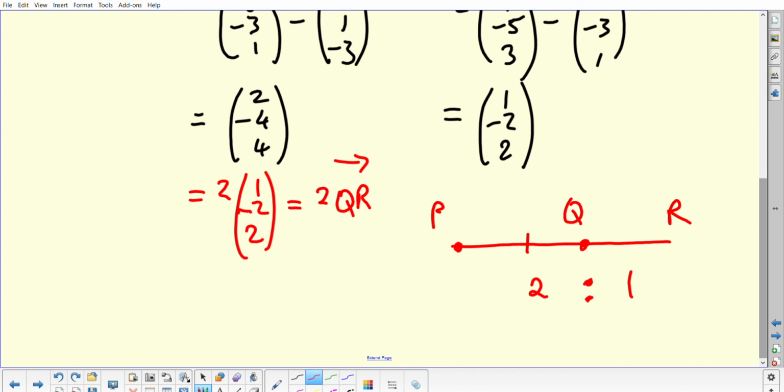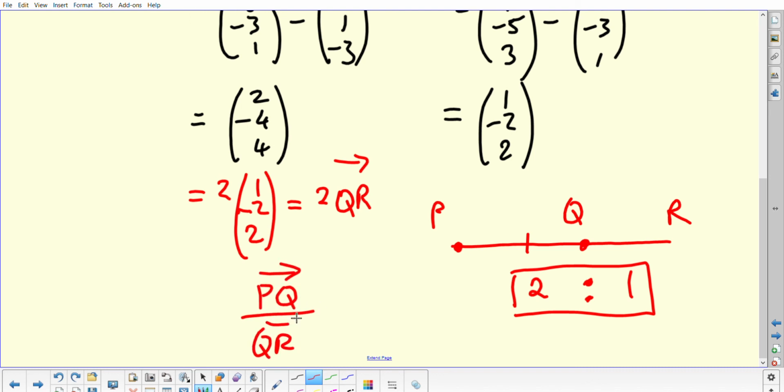So when it asks you about what's the ratio that Q divides PR, the ratio would be 2 to 1. Or you could also write it like this. You could say P to Q, Q to R would be equal to 2 parts to 1 part is what you'd be looking for there.